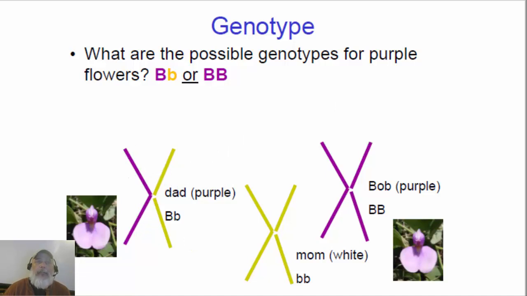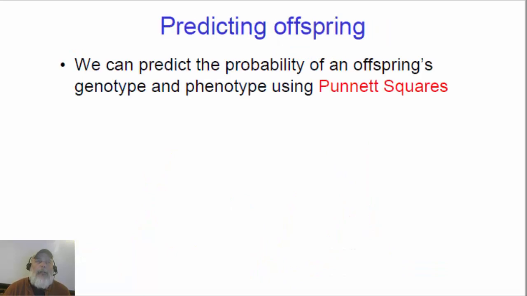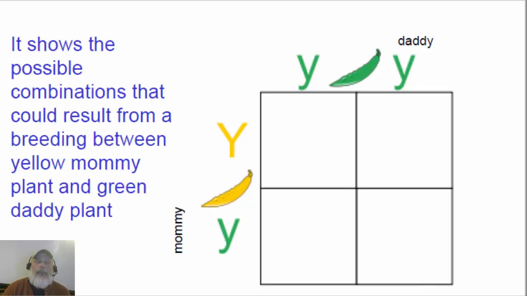So dad is purple. Punnett squares. Punnett squares are pretty nifty. Let's take a look at what a Punnett square is. A Punnett square will help us to predict the probability of an offspring's genotype and phenotype for a given mix. So if we're going to pair daddy plant and mommy plant, daddy plant is green and mommy pea plant is yellow. It shows possible combinations. So we're going to breed yellow mommy with green daddy.